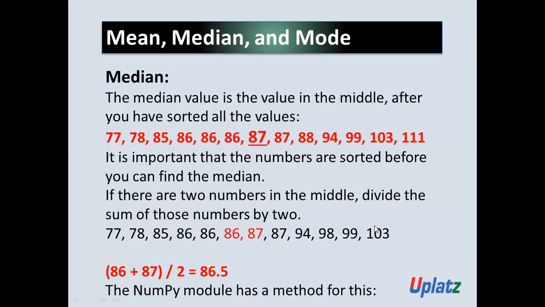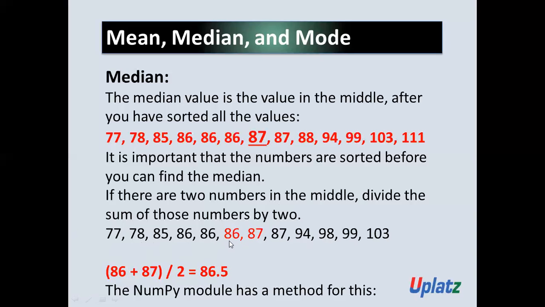So in total, how many numbers do we have? We have a total of 12 numbers. So see, 1, 2, 3, 4, 5, 6, 7, 8, 9, 10, 11, 12. So we know that 6 and 7, see, 1, 2, 3, 4, 5, 6, 7. So consider these two values.